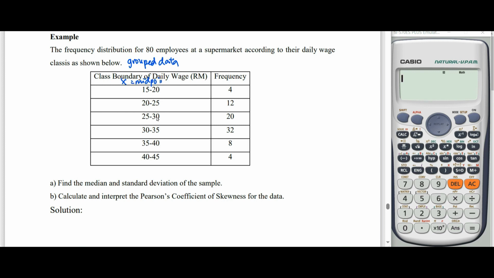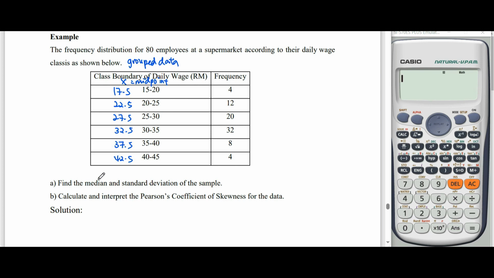So first of all, we find all these midpoints so that we can find the median, standard deviation, and use the Pearson coefficient of skewness to interpret the distribution. To find the midpoint, we add up and divide by 2. So this is 17.5, 22.5, 27.5, 32.5, 37.5, and 42.5.